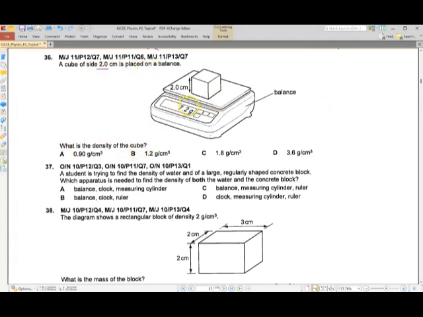Now we've been given the weight and we've been given one dimension of the cube. As we know, the volume of the cube is given by L cubed. So 2 cubed gives us 8 centimeter cubed as the volume of the cube. We already know the mass. So density is mass per volume. Mass is 7.2, the volume is 8. Dividing these two would give us 0.9 as an answer. So option A is going to be the correct answer.